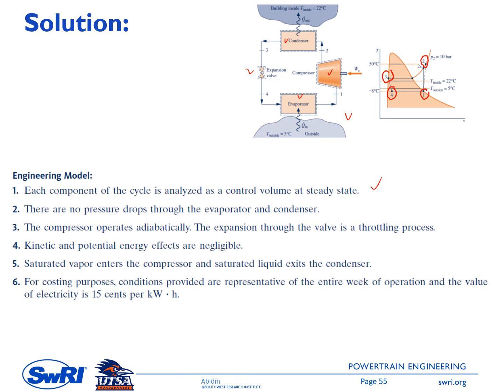So it's control volume steady state, and then no pressure drop through the evaporator and condenser. And then the compressor operates adiabatically, and the expansion through the valve is a throttling process. We can ignore the impact of the kinetic and potential energies. And then saturated vapor enters the compressor, this is state 1, and saturated liquid exits the condenser, so this is state number 3. And then for costing purposes, conditions provided are representative of the entire week of operation, and the value of electricity is 15 cents per kilowatt hour.